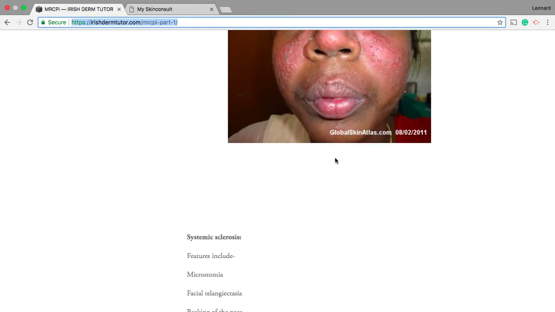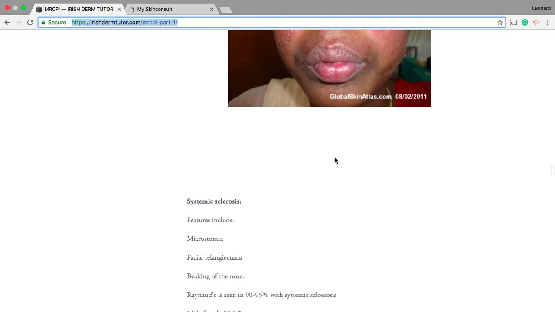Systemic sclerosis is another connective tissue disease we see in dermatology, and it's quite a tricky one as treatments aren't particularly great for the visceral involvement, and it can be quite disabling for patients as well. So skin features can include microstomia, which is small mouth, the facial telangiectasia you often see on patients, and the beaking of the nose. So you might even be able to see a patient from the bedside and almost think that this could be systemic sclerosis.